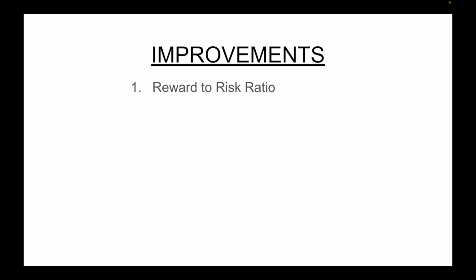So the first one we want to look at is the reward to risk ratio. None of the strategies have been optimized yet, and I mentioned we're using a fixed reward to risk ratio of 2 to 1 across the board. You might find that some strategies work better at 1.5 to 1, some might work better at 3. This is something that can be tested and possibly optimized.